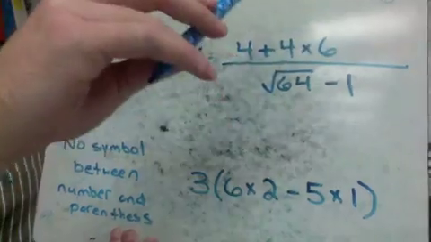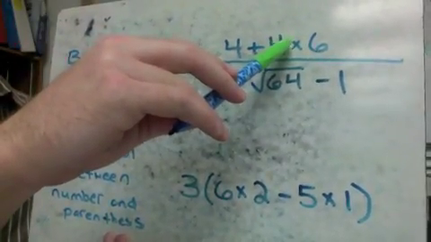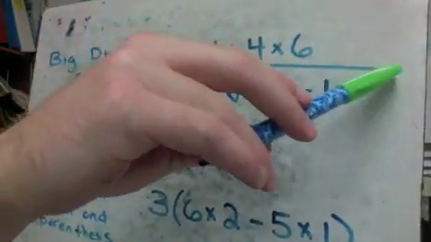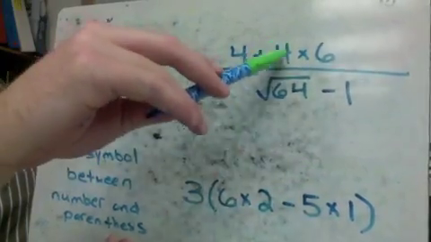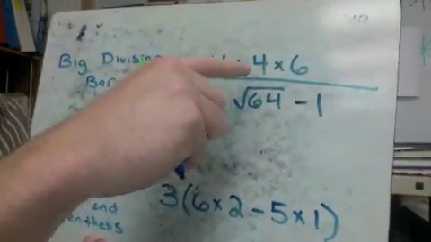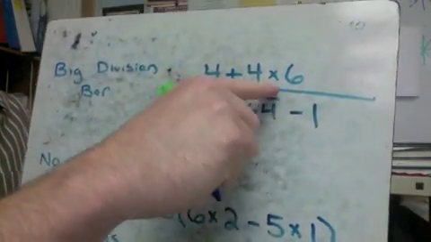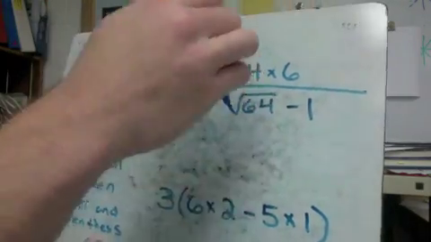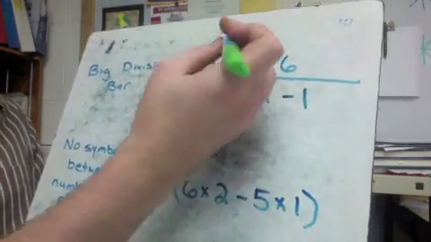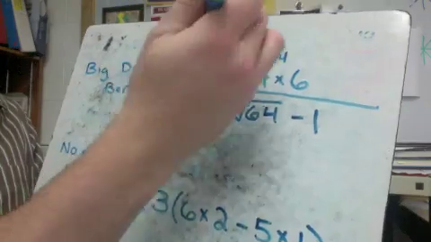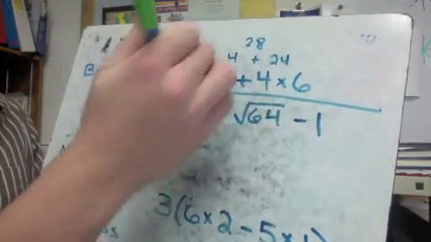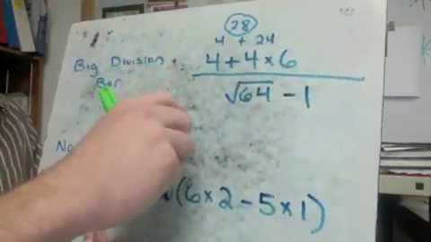You do everything on top of the big division bar, everything on the bottom of the big division bar, and then you actually divide the two values that you get, the top divided by the bottom. So for example, for this problem right here, in the top, I would do 4 times 6 first, which would be 24. And then 24 plus 4 is 28. So my top value above the division line is 28.